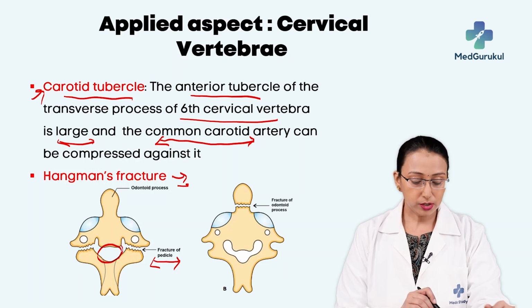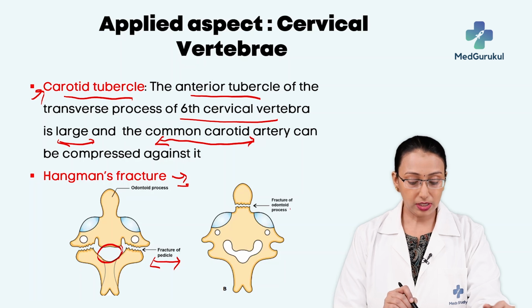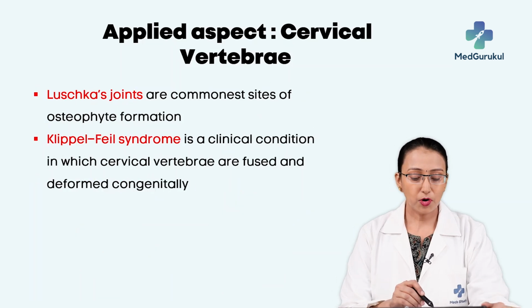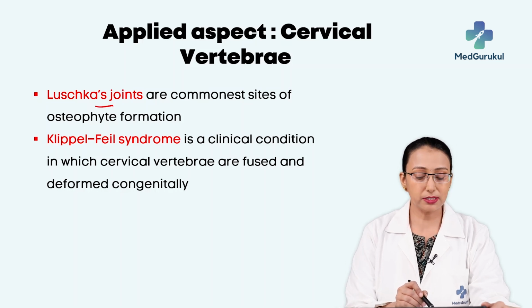The spinal cord will not usually be compressed in this case, but later when the rope slides on, it will lead to the fracture of the odontoid process or the dens, which will compress the vital centers in the medulla or in the spinal cord, leading to the deactivation of these centers. The next important applied aspect again is the Luschka's joints. These are the commonest sites of osteophyte formation, which are smaller bony spicules within the synovial cavity.